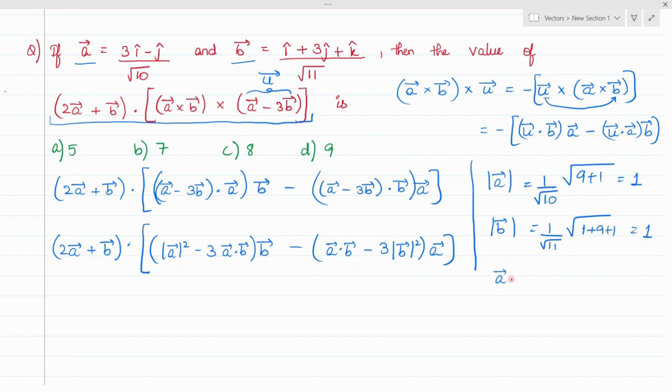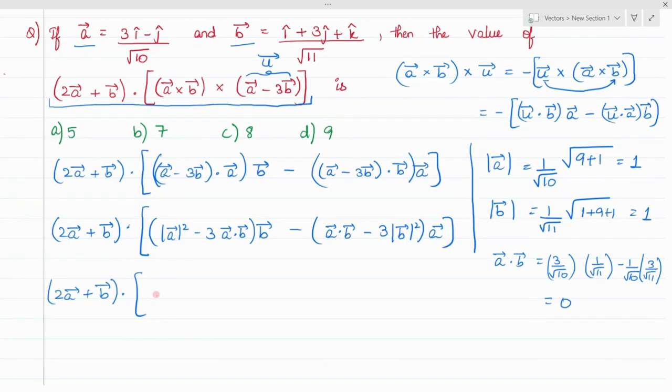When you do A dot B, you will get it as 3 by root 10 into 1 by root 11. The dot product is minus 1 by root 10 into 3 by root 11, that is 0. Just substitute the values over here. It becomes 2A plus B into B vector minus A dot B is 0. Again, it becomes minus into minus plus 3 times of 1, that is 3A vector.